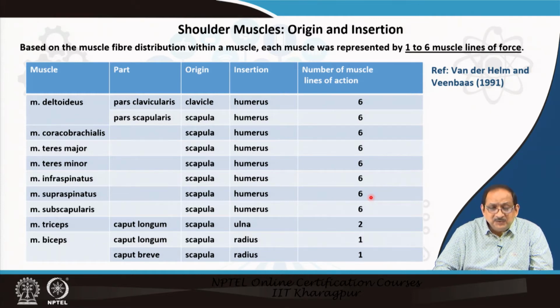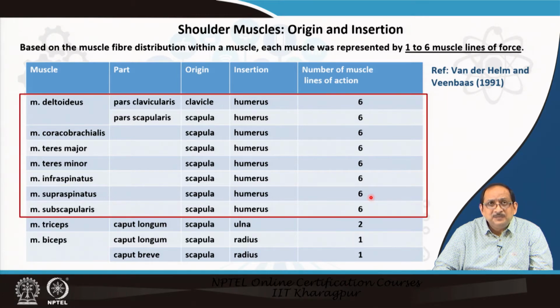The table continues where we see that the muscle deltoides, coracobrachialis, teres major, teres minor, infraspinatus, supraspinatus and subscapularis all have 6 lines of force, and they are major muscles with large attachment sites. The other muscles are also listed here, but they have fewer lines of force.